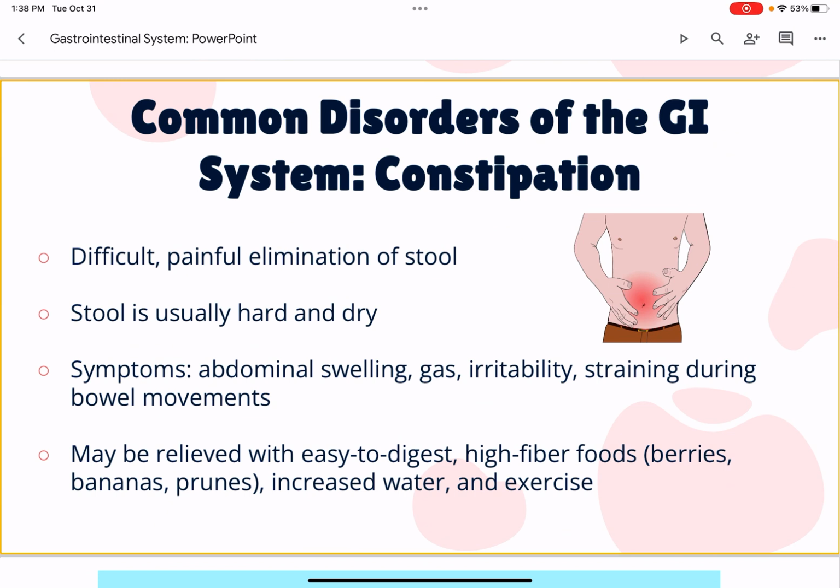Constipation is difficult, painful elimination of stool. Stool is usually hard and dry. Symptoms include abdominal swelling, gas, irritability, and straining during bowel movements. It may be relieved with easy-to-digest high-fiber foods such as berries, bananas, prunes, increased water, and exercise.